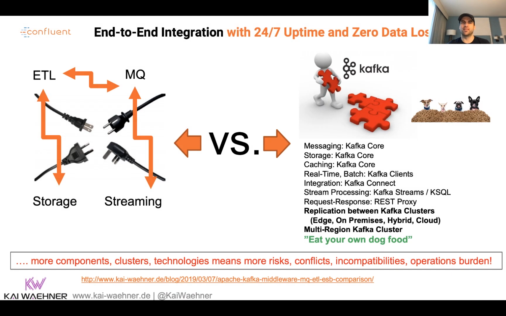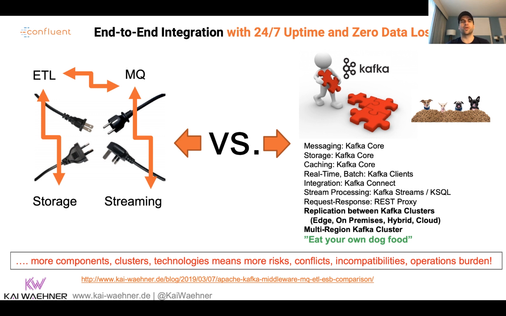Last but not least, the point here about, again, end-to-end integration with 24/7 uptime and zero data loss. I have discussed a lot the different architectures and their trade-offs. However, the big thing you have to be aware of, Kafka is typically the central thing, and if it's down, you're in problems. And it's even harder for you the more different components you add.